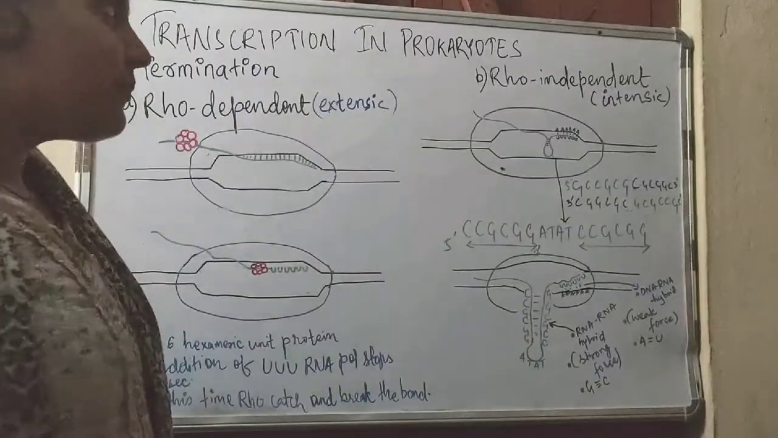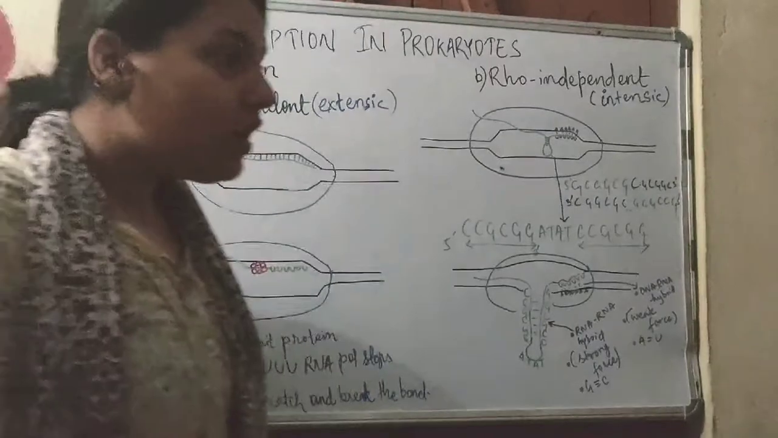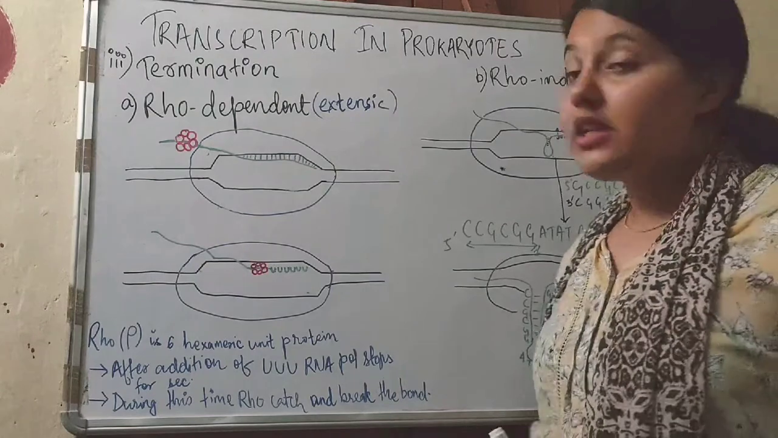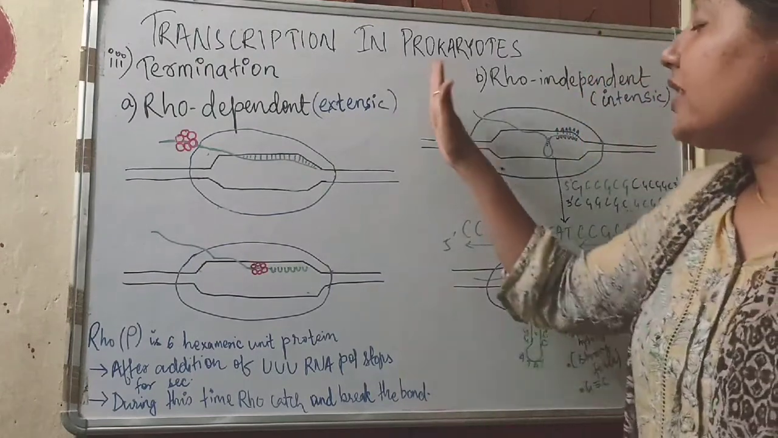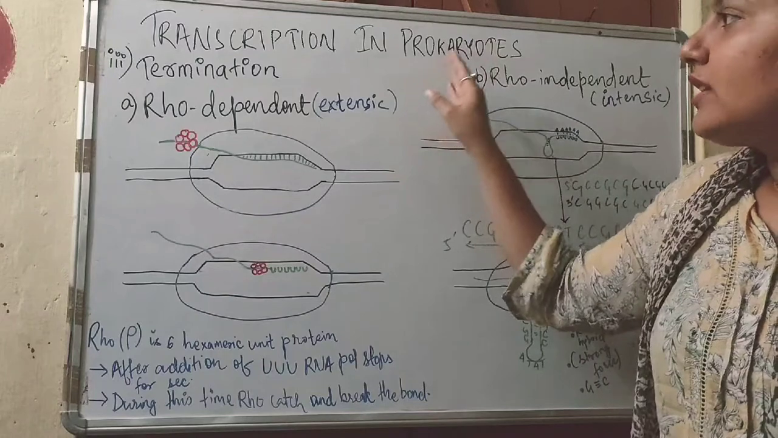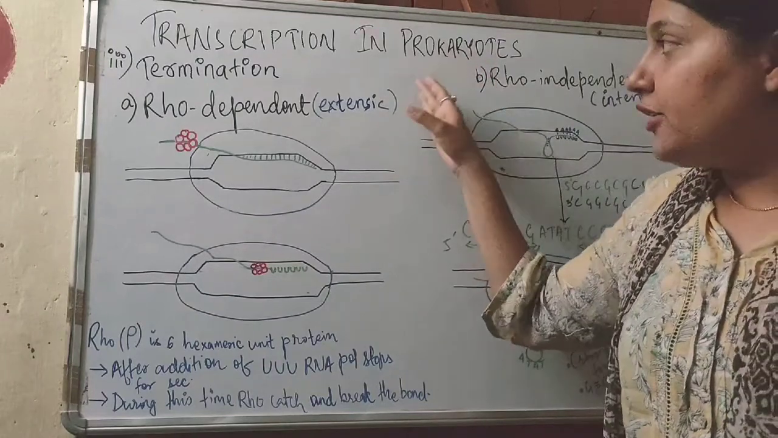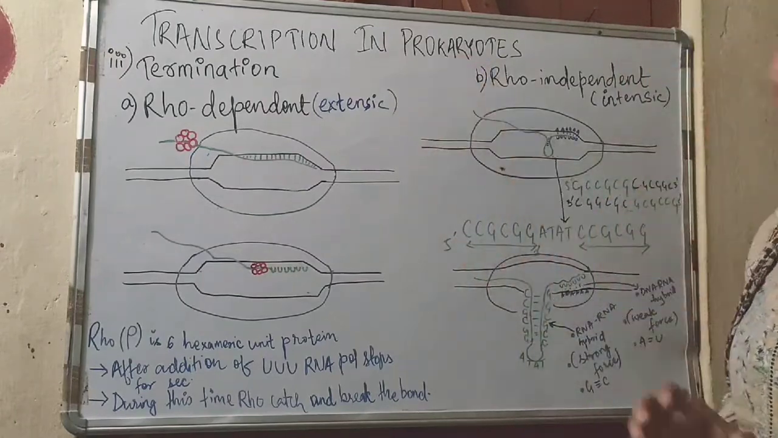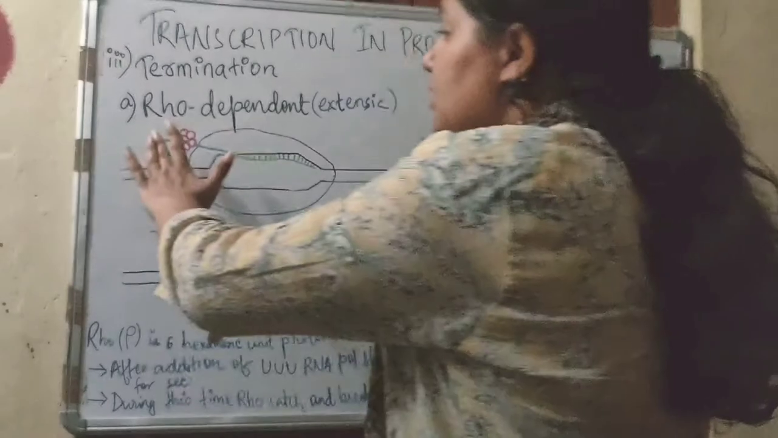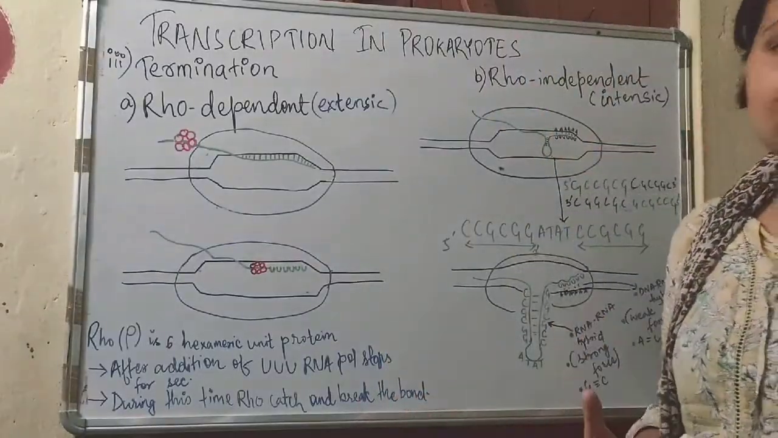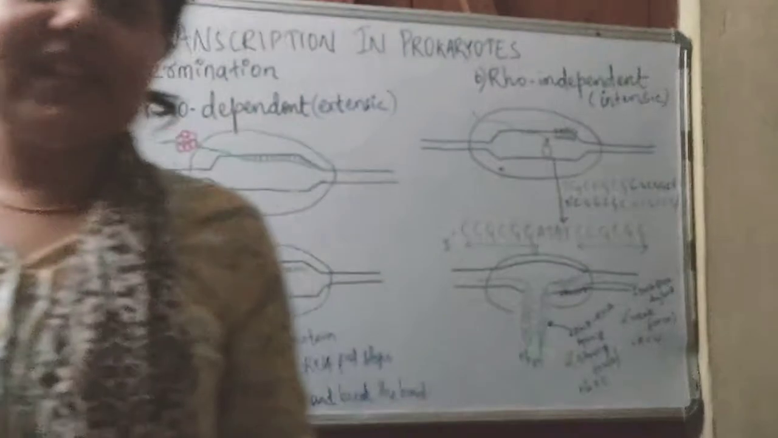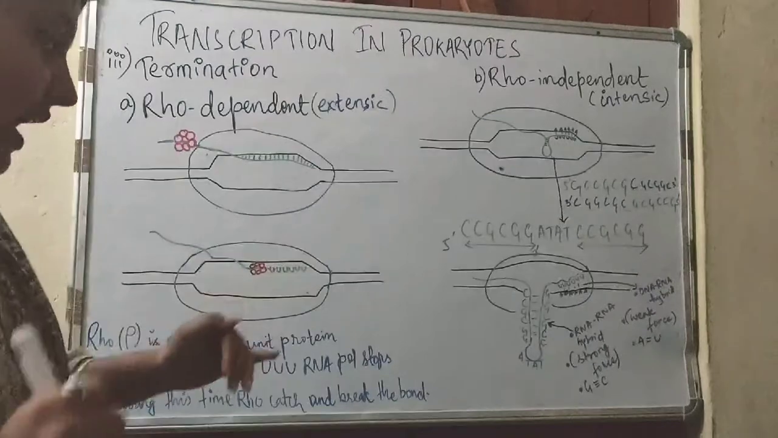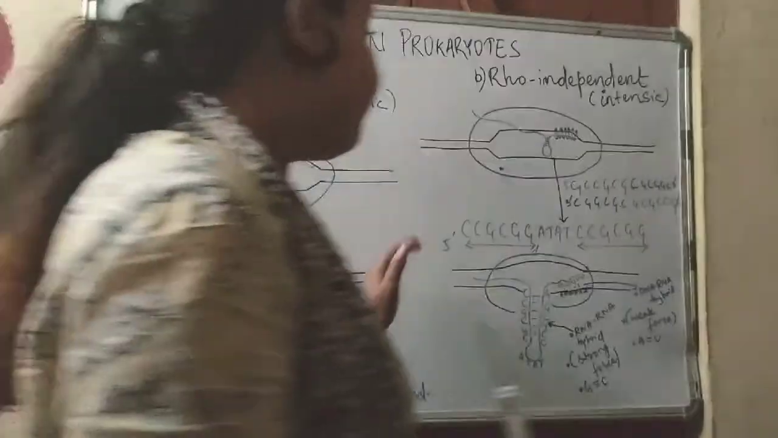Transcription in prokaryotes, and I am discussing the process of termination in this particular video. What happens during termination is that there are two types of events which can lead to termination. One is called Rho-dependent and the other is known as Rho-independent. What is Rho? Rho is an enzyme, a helicase, which breaks the RNA-DNA hybrid and then releases the RNA.